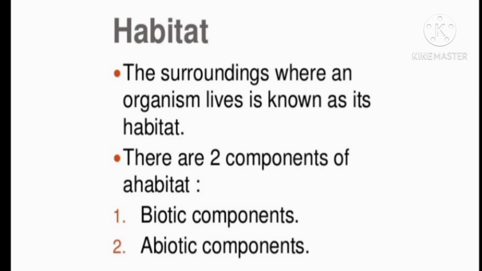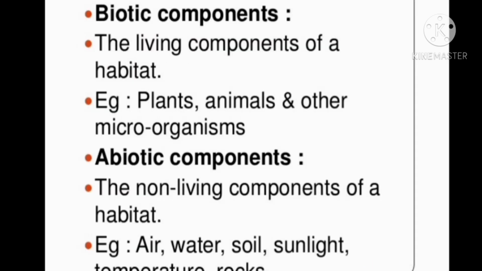Now there are two components of a habitat: the biotic component and the abiotic component. Let us see what the biotic component is. The living components of a habitat. Whatever living organisms are there are called biotic. For example, animals, plants and other microorganisms. And abiotic means non-living components. You can have air, water, soil, sunlight, temperature and rocks. These are non-living, and they are called abiotic components.